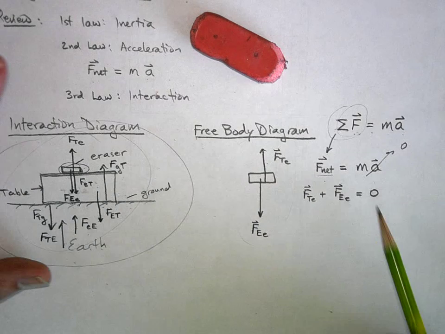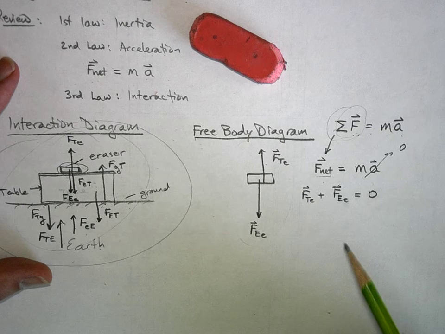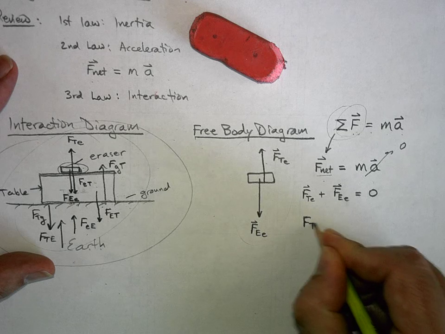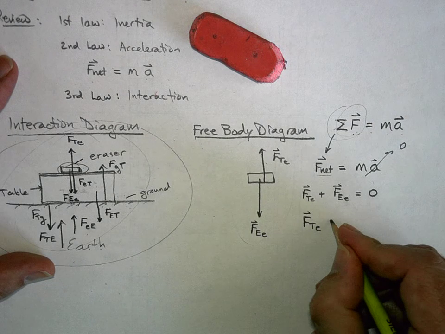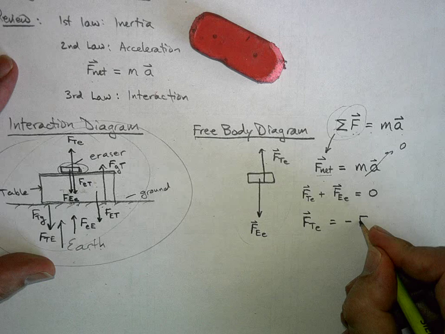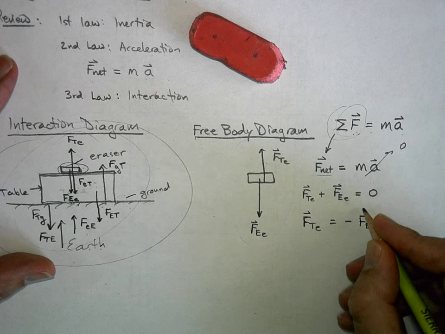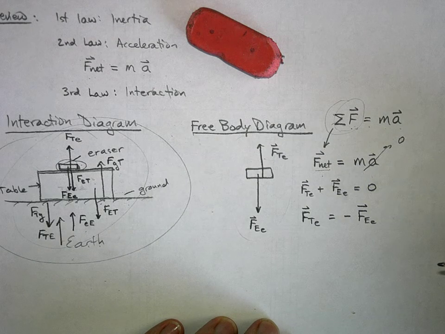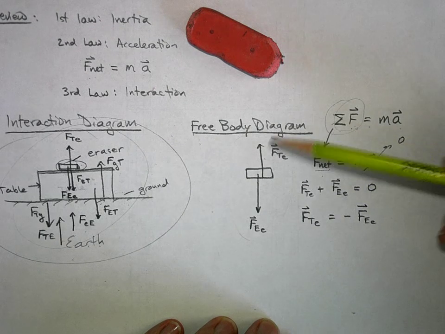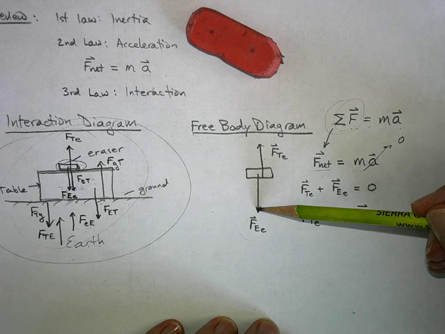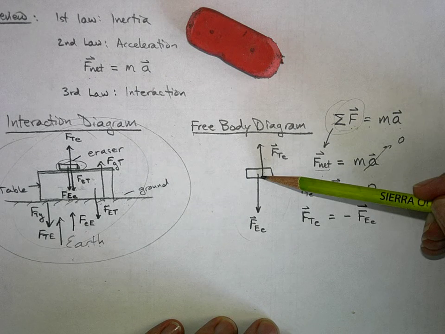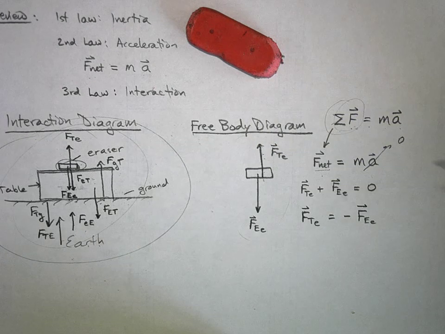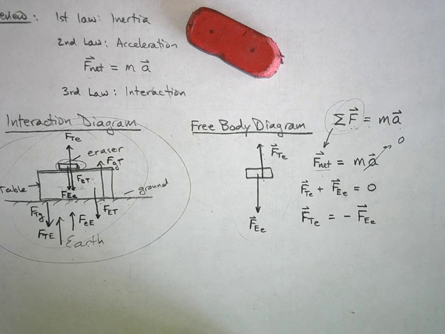All right, so let's go back to my vector equation. This is a vector equation. So what this tells me is this: the force of the table on the eraser is equal, but in the opposite direction, to the force of the earth on the eraser. Now, doesn't that make sense? If the earth is pulling it down with a certain force, then it is being pushed up with an equal but opposite force.